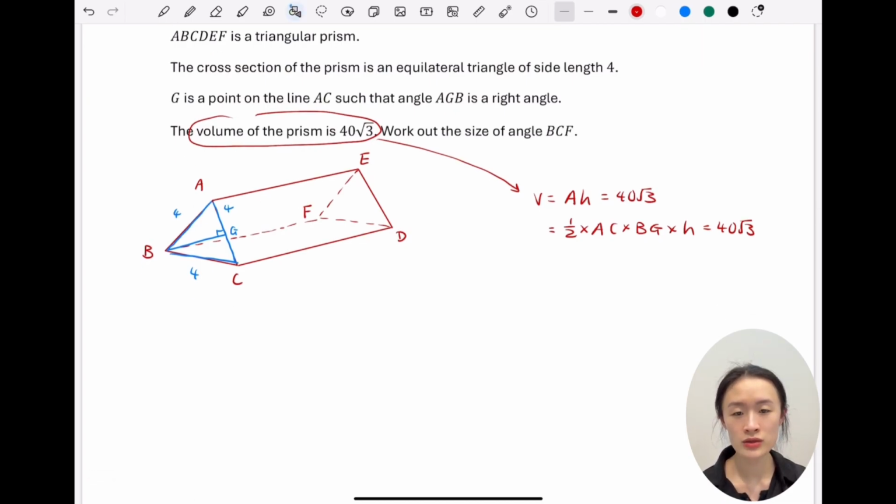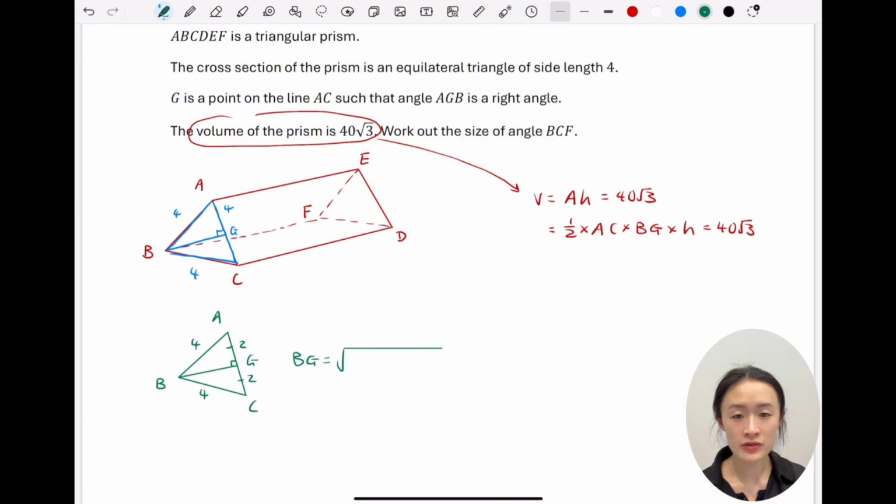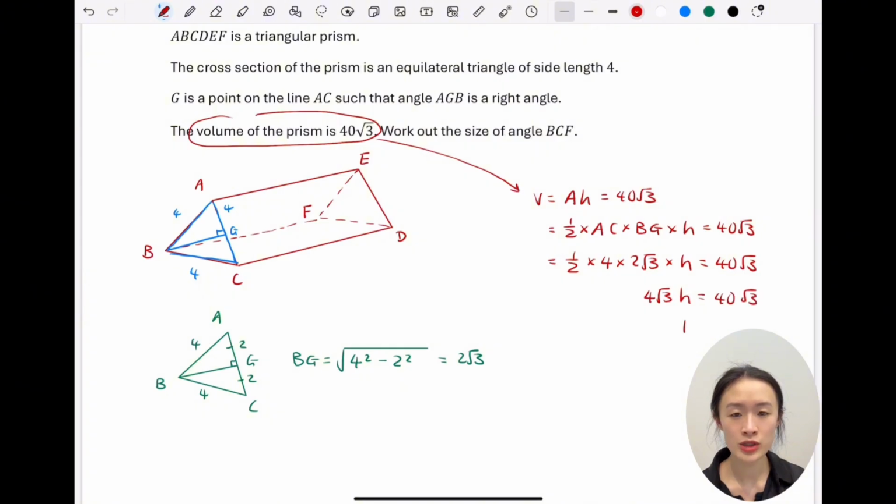So I'm going to draw out triangle ABC again and label it just so that we can see what information we have. Because ABC is an equilateral triangle, therefore BG is the perpendicular bisector of AC. Therefore, AG equals CG equals 2. By using Pythagoras' theorem, we can work out BG to be 2 root 3. So if we substitute the numbers into the formula, we have a half times 4 times 2 root 3 times h. That is something we don't know, and that equals 40 root 3. By solving this equation, we can work out h is 10.